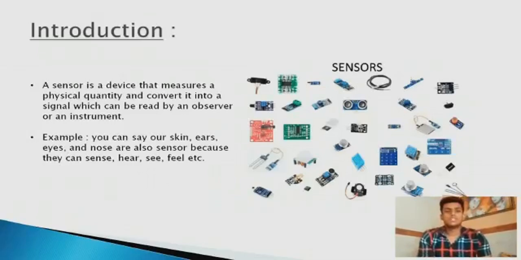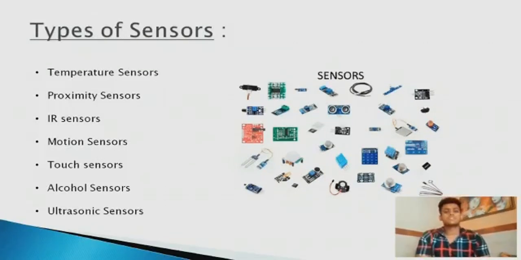Introduction. A sensor is a device that measures a physical quantity and converts it into a signal which can be read by an observer or an instrument. For example, you can say our skin, ears, eyes and nose are also sensors because they can sense: hear, feel, see, etc.